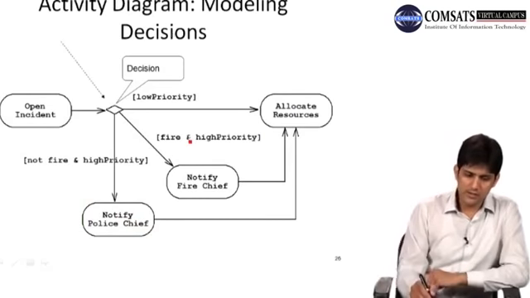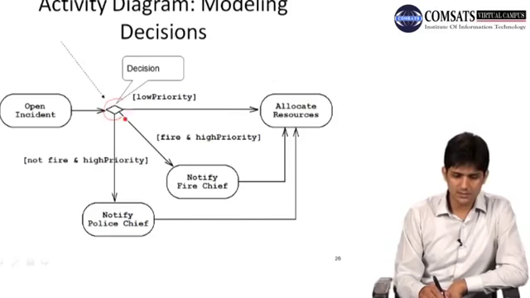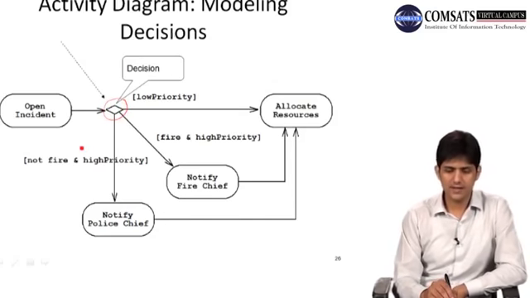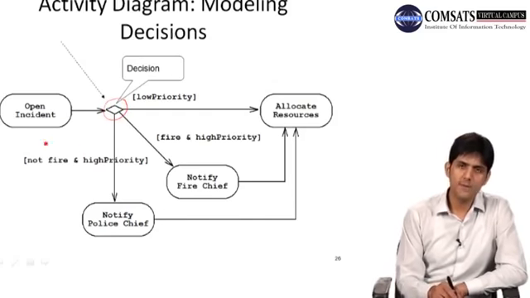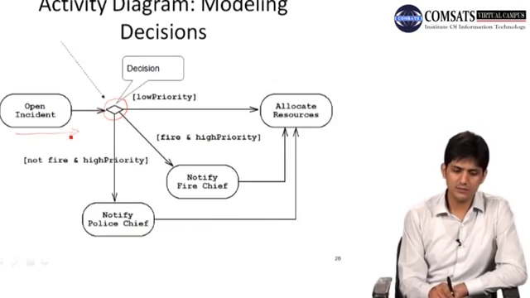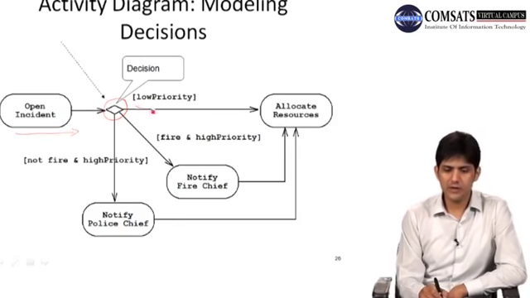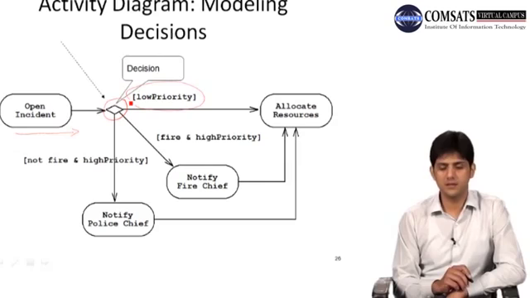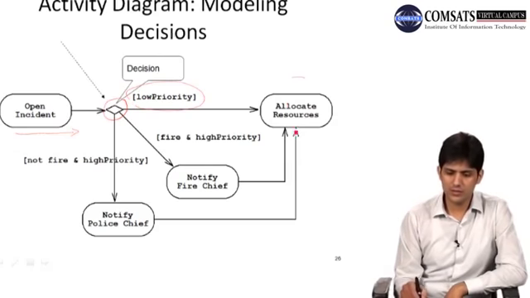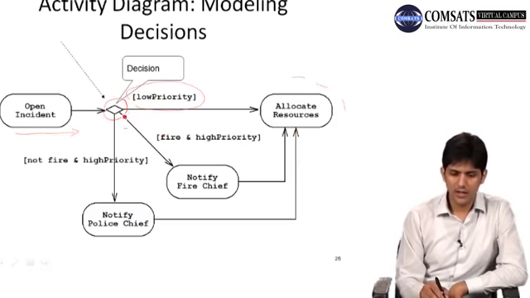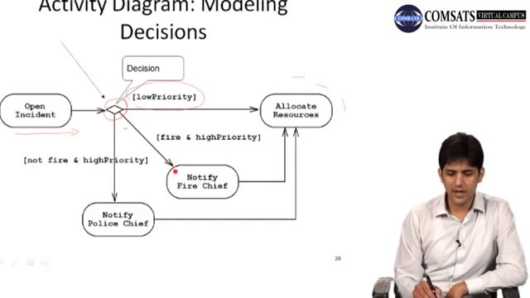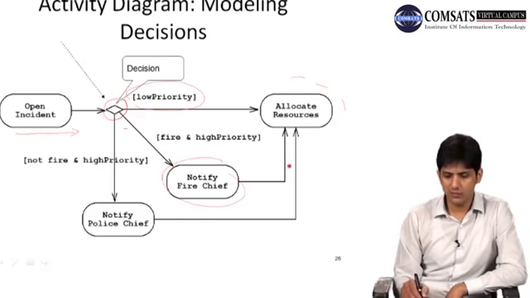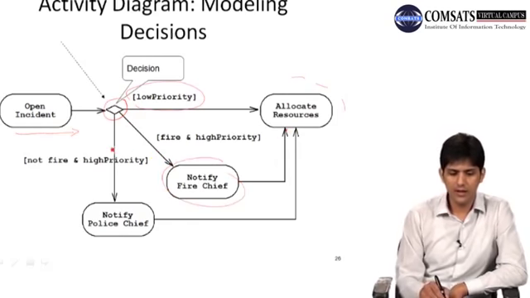ओके जी. So here is where you are taking this decision. ये एक example है जो हमने अभी पीछे discuss की है. Okay, and then there is an action which is open incident. If it's a low priority incident, then you will allocate resources to it, ठीक है. If it's fire and high priority, notify fire chief और आप उसको resource allocate कर देंगे. If it's not fire and high priority, notify police chief.